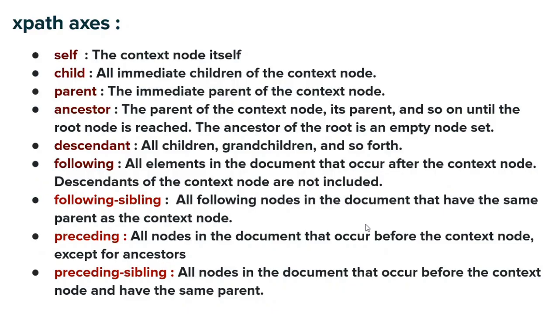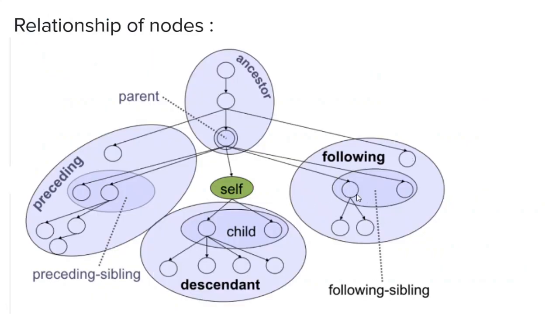Similarly, there are following sibling and preceding sibling. Following siblings are the nodes which come under the following, that means they are after the self node and have the same parent. If you see this, they have this one and this one. These two nodes are following siblings because they have the same parent as the context node, and they come after this self node. And what are the preceding siblings?